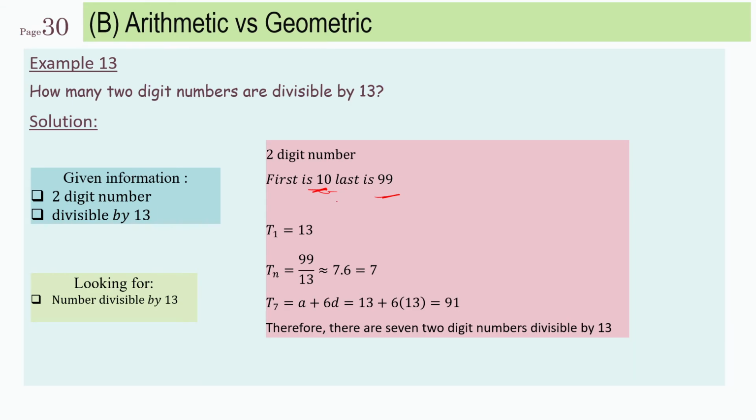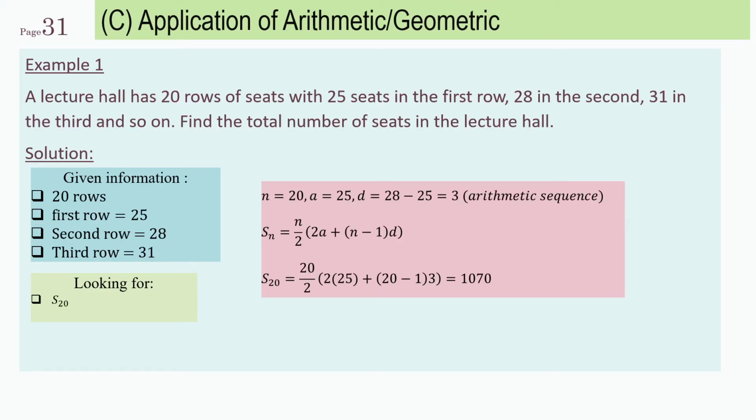So from T1 is 13 and T7 is 91, it's 7 terms. Okay, and now we go for the last part of this chapter, application of our arithmetic and geometric sequence. The first example, a lecture hall has 20 rows of seats with 25 seats in the first row, 28 in the second, 31 in the third, and so on.